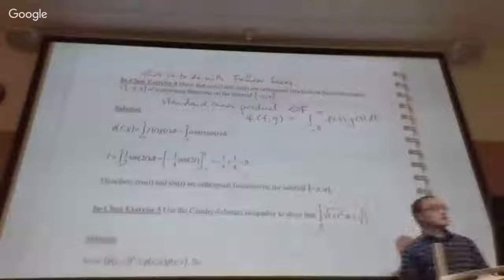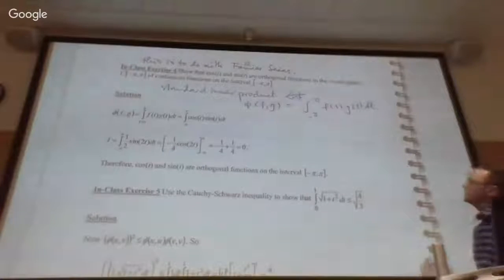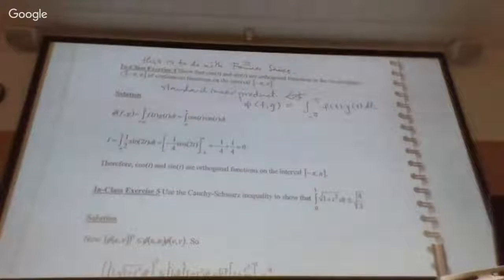Okay. So that shows that cosine of t and sine of t are orthogonal functions. And actually, we can generalize this.